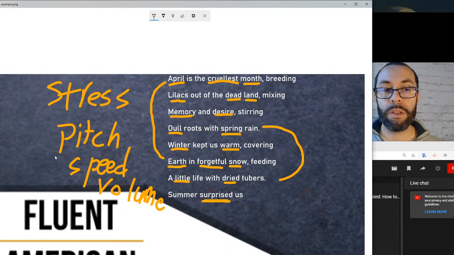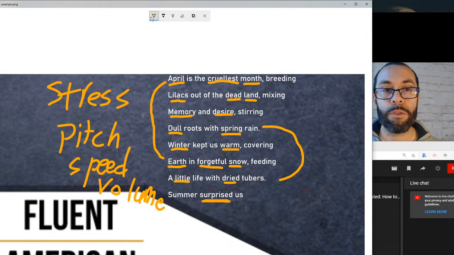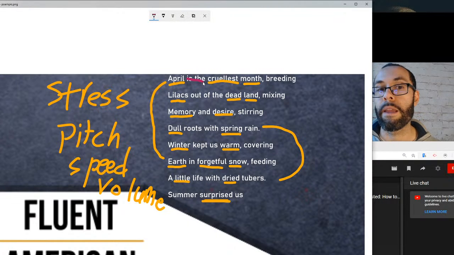This also relates to speed. These are stressed words. So when a word is stressed, you want to say it a little bit slower. So instead of just saying April is the cruelest month, April is the cruelest month. Going especially slow on month. Notice that the word "the" gets reduced. It's almost like you don't even hear it. You could almost erase it. It's like April is the, I'm cutting it out. April is the cruelest month.